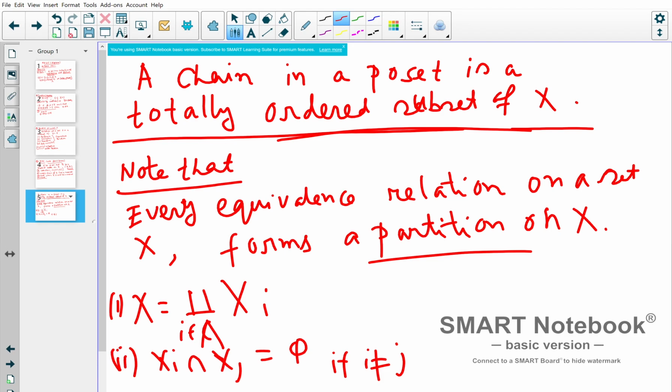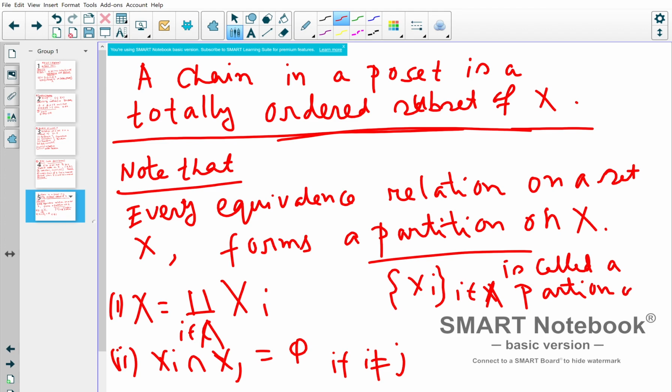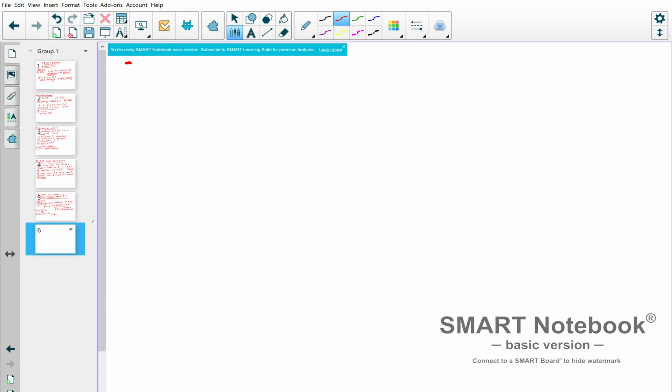If a collection X_i satisfies these two properties, then this collection is called a partition. Okay, clear? So every equivalence relation forms a partition, and vice versa. If you have a partition on X, you can define an equivalence relation. It's obvious. Okay, so these are basic things.